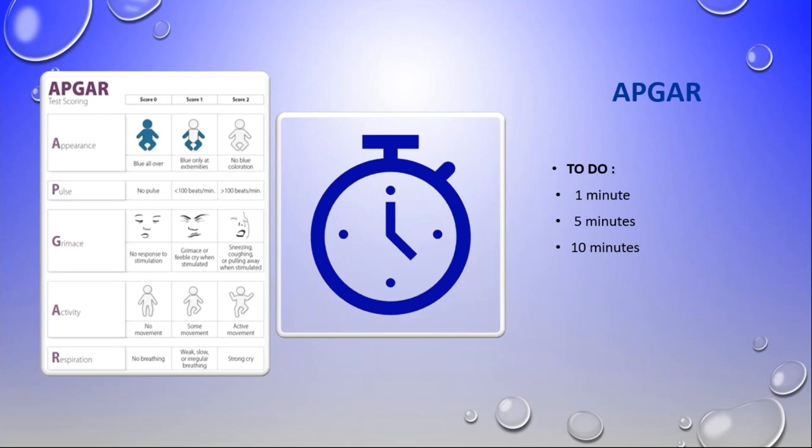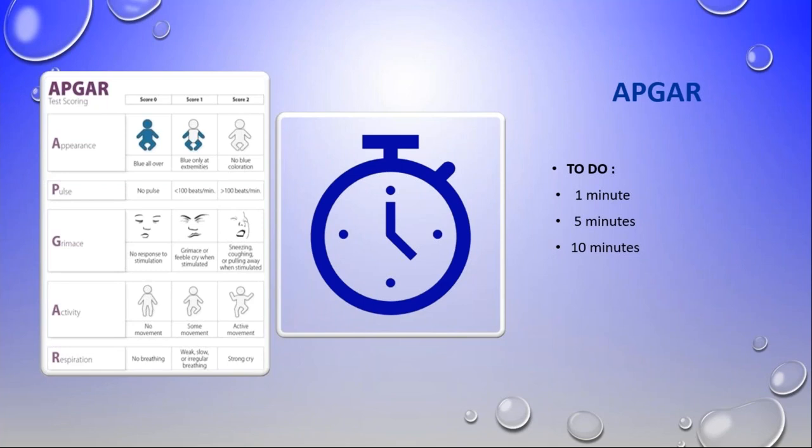Then we look at stimuli, and this is how the baby is reacting. And there you can see the grimace, which the G stands for. Activity: no activity, some activity, or active. And respiration: no breathing, weak, slow, or irregular breathing, or a strong cry.